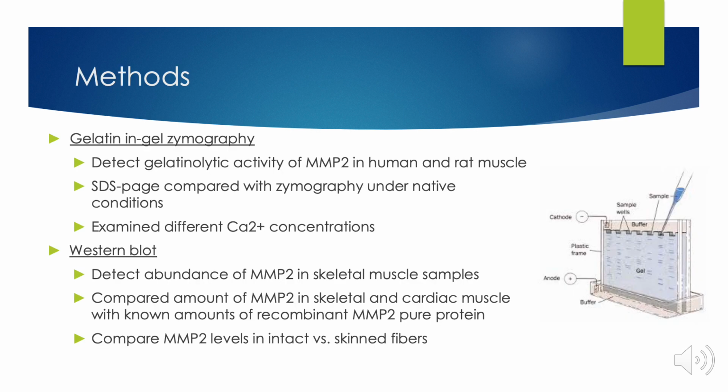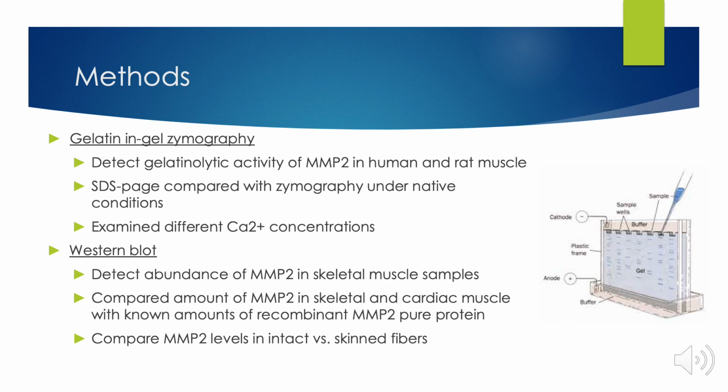In this study, the researchers first performed in-gel gelatin zymography in order to detect gelatinolytic activity of MMP2 in human and rat muscle. Then, SDS-PAGE was compared with zymography under native conditions. The researchers also examined different calcium concentrations to determine whether MMP2 degrades its substrate at normal intracellular calcium concentrations. Western blotting was also used to detect the abundance of MMP2 in skeletal muscle samples.